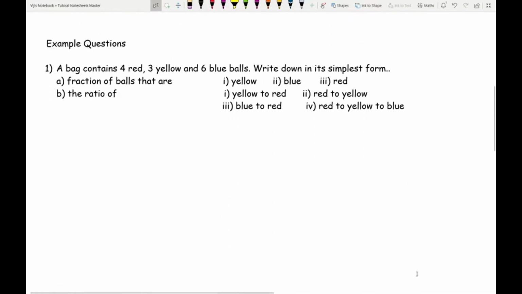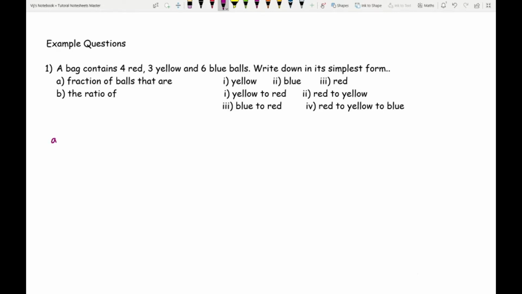Here we've got a very similar situation. A bag contains 4 red, 3 yellow and 6 blue balls. Write down in its simplest form the fraction of balls that are yellow, blue and red. Let's have a look at answering this question. If you want to have a go yourself, feel free to pause the video. Now I'm going to run through how we get the answers to each part of the question.